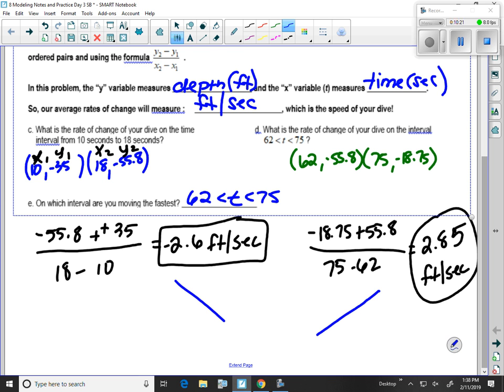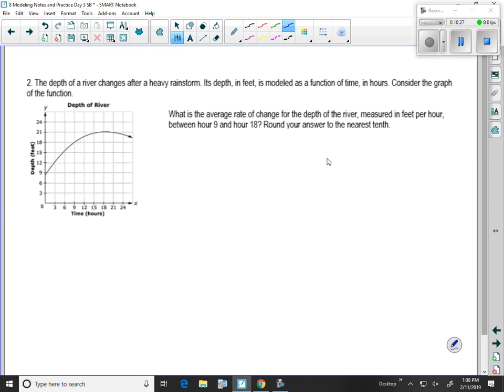Okay, number 2, we already have the picture on number 2. So we're going to go ahead and just look at the picture together. It says the depth of a river changes after a heavy rainstorm, which it should, right? It should go up if there's a rainstorm. Its depth in feet is modeled as a function of time in hours.